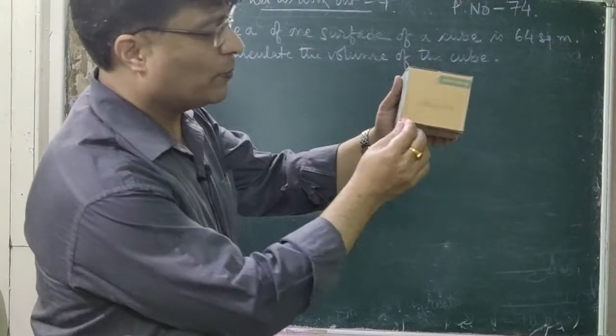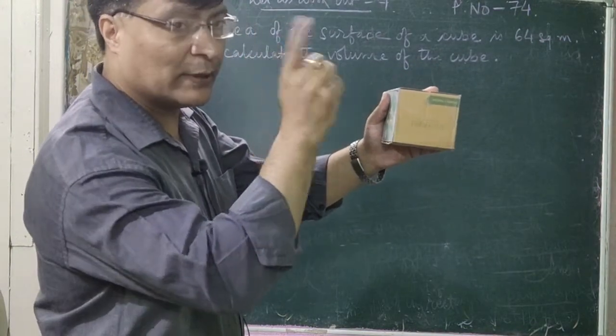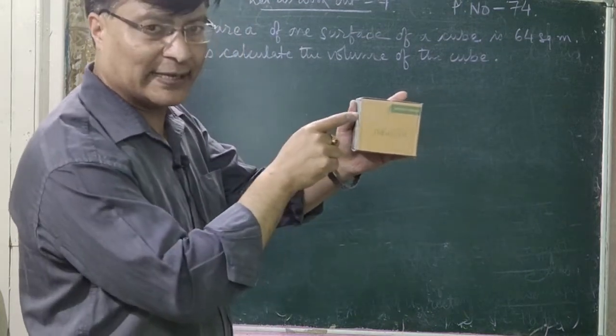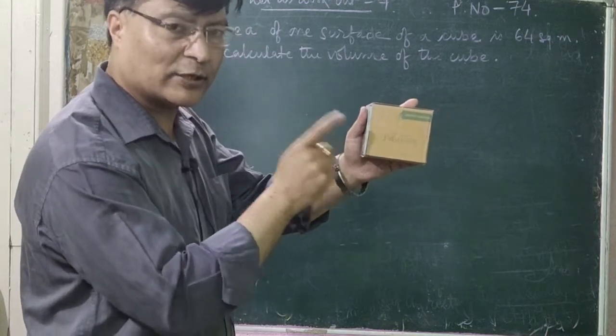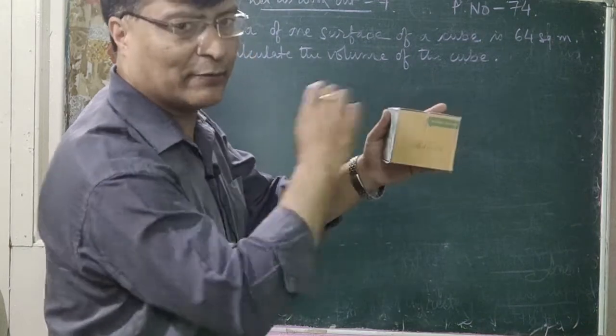ठीक छ? यो पनि a सपोज भयो, यो पनि a सपोज भयो, यो पनि a सपोज भइगयो. त तिमीले के सपोज गर्छौ? Let the length of each edge of the cube be a. ठीक छ? Let the length of each edge of the cube be a. भनेपछि यो पनि a भयो, यो पनि a भयो, यो पनि a भयो, सबै a भइगयो.